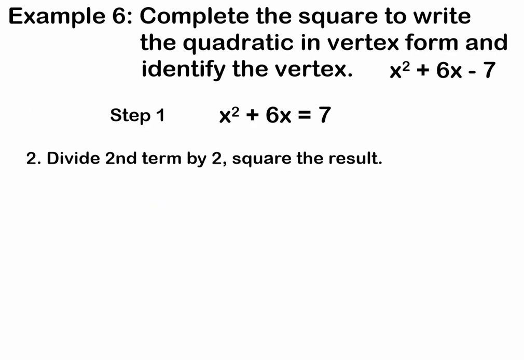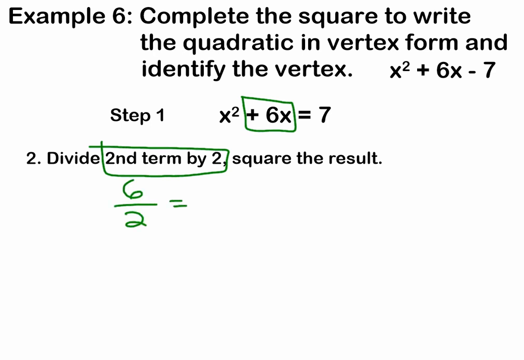For the second step, we are going to go ahead and divide the second term by 2. Our second term is 6x. So I'm going to do 6 divided by 2, which is going to give me 3. I'm then going to square the result. 3 squared means 3 times 3, which is 9.